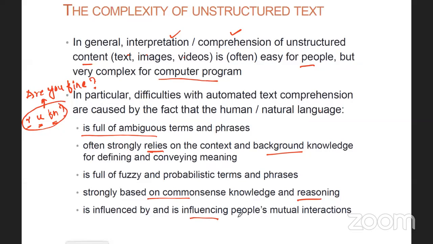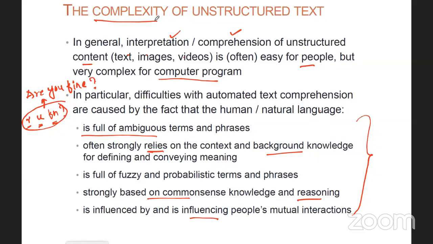That means based on the relationship that you share with different people, the conversation levels would change, and based on that the text would also change. So all these things are very difficult for computer programs to capture. These are the complexities involved in processing text.